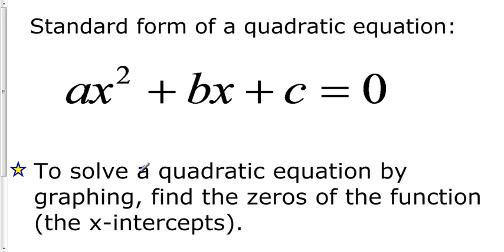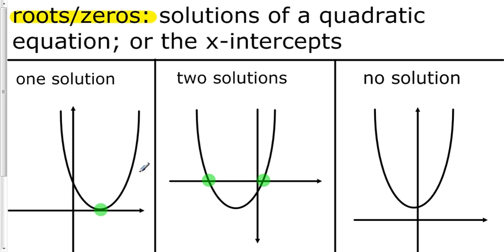That's standard form. To solve a quadratic equation by graphing, what you're going to do is find the zeros of the function. New vocab there. Finding the zeros of the function basically means figure out where the graph crosses the x-axis. Okay, so roots or zeros, kind of different ways to just say the solution to the quadratic equation. Really on the graph, what they are is the x-intercept.